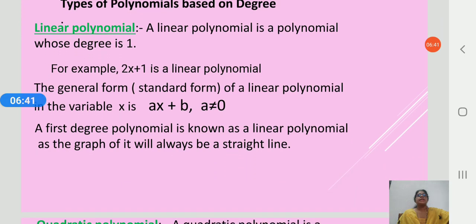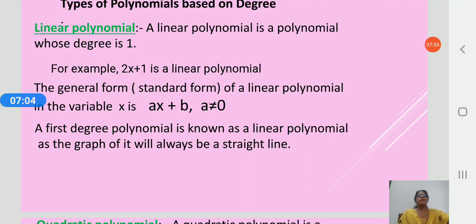Next is types of polynomial based on degree. Depending upon the degree, we can classify the polynomials. First is a polynomial whose degree is 1, that is called a linear polynomial. That is, if the degree of the variable is 1, we can say it is a linear polynomial.